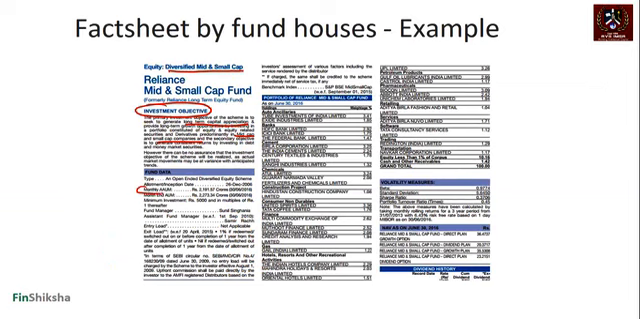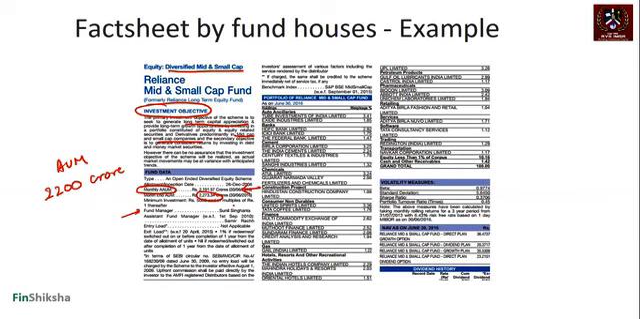Monthly average AUM, assets under management, is about 2,191 crore. Month end AUM is 2,273. How do you find average? You take the average of every day. So roughly about 2,200 crore is the assets under management for this fund.